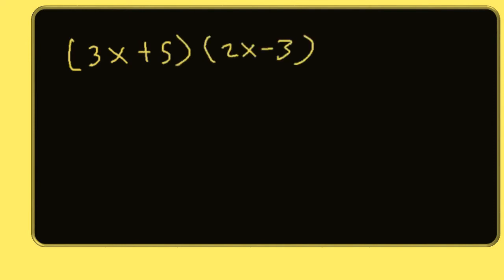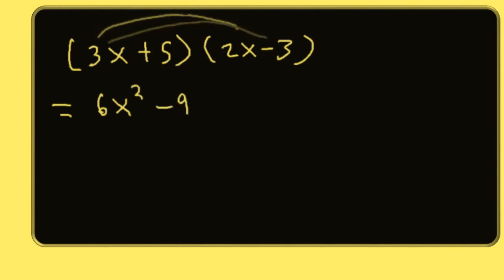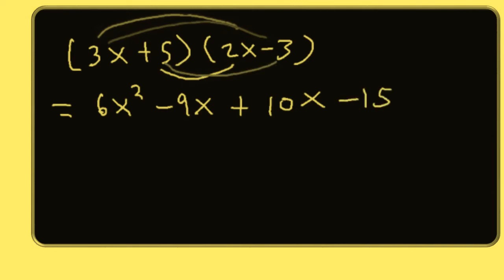Now let us talk about how to multiply polynomial expressions. Let us start with two binomials. Let us say we have 3x plus 5 times 2x minus 3, and we need to use the FOIL method. 3x times 2x is 6x squared. 3x times negative 3 is negative 9x. 5 times 2x is 10x. And finally 5 times negative 3 is negative 15.